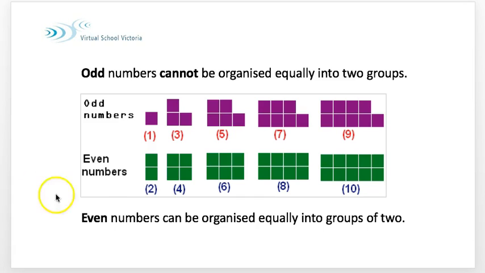The whole idea of an odd number is it doesn't matter how many ways you try to put it in groups of 2 or 2 groups, there will always be an odd one left over, whereas even numbers will always fit evenly into groups of 2 or into 2 groups, and there'll be no leftovers.